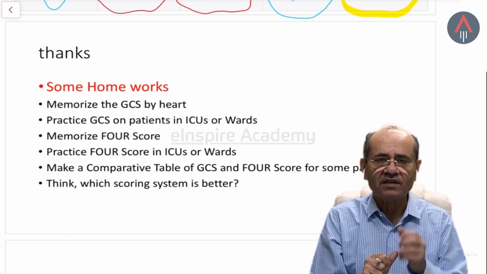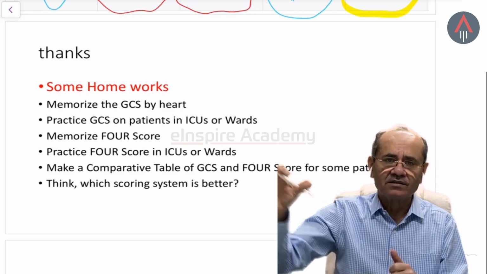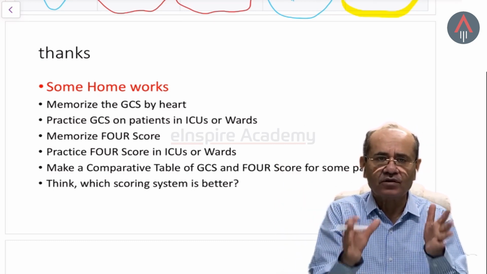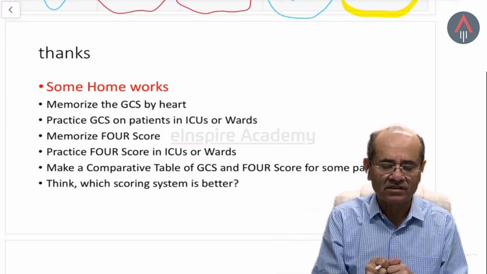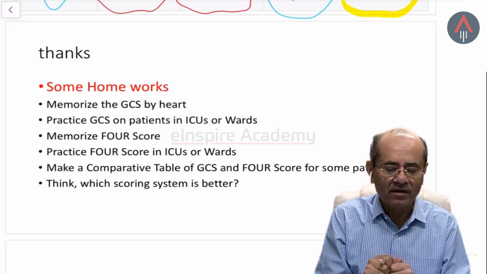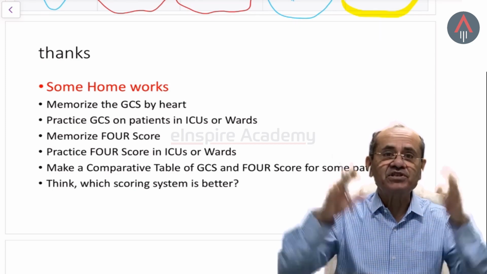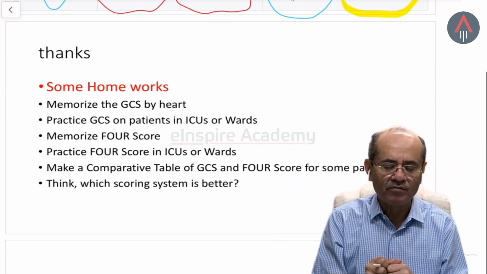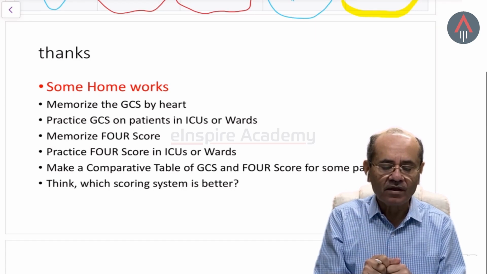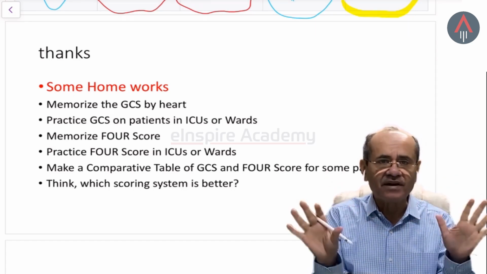If the permission is not being given, you request the resident or doctor on duty in the ward, sir, I want to examine, please tell me how to examine a patient of coma or unconsciousness. They will teach you. So you should do this practice. Then another homework for more ambitious students: they should memorize the FOUR score also and practice the FOUR score again in ICU and wards. Not very difficult.